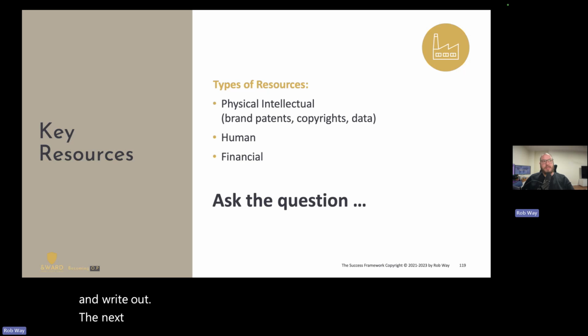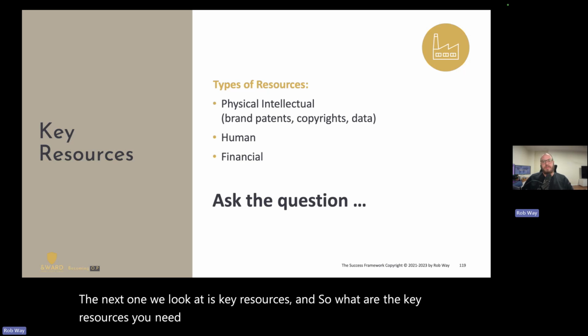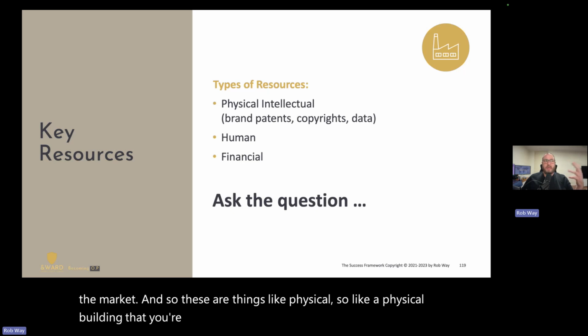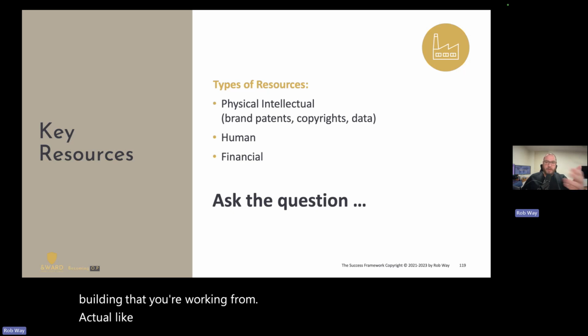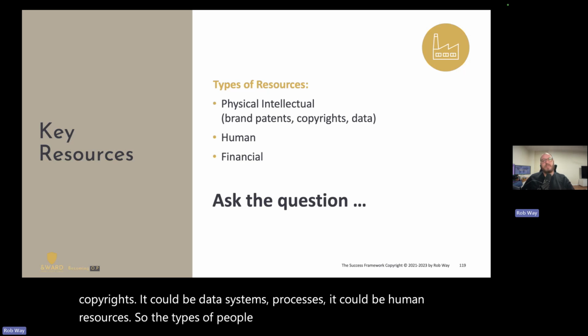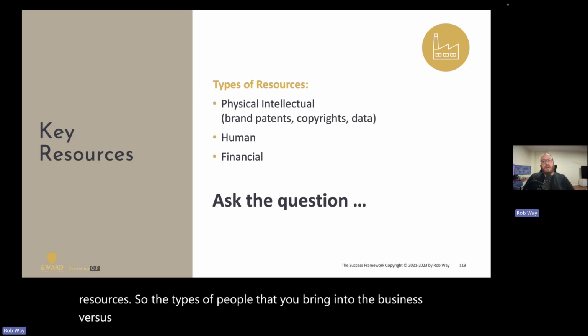The next one we look at is key resources. What are the key resources you need to be able to deliver your value proposition to the market? These are things like physical, like a physical building that you're working from, intellectual, like intellectual property, video recordings, PDFs, content, copyrights. It could be data, systems, processes. It could be human resources, so the types of people that you bring into the business versus the partners that you have. And it could be financial resources.